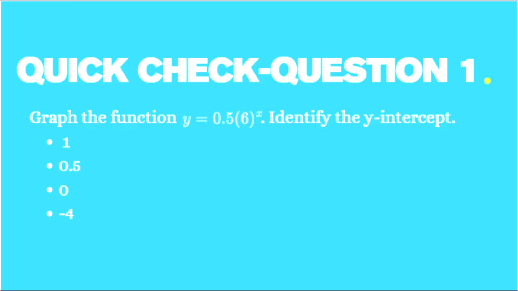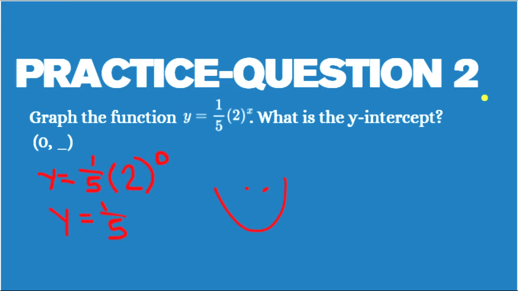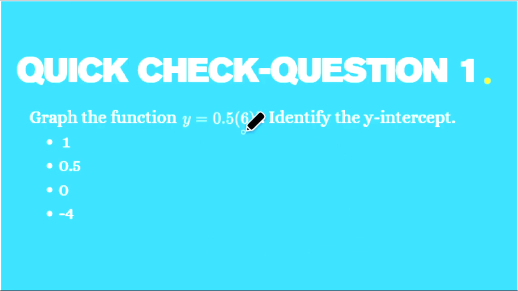Okay, quick check question number 1. I don't answer these because that would be cheating on your homework, and I'd probably get it wrong anyway. So it wants you to graph the function y equals 0.5 times 6 raised to the power of x. Identify the y-intercept. So remember from this one, when it's the y-intercept, we know that the x value is 0. So go ahead and solve this one and write down your answer.